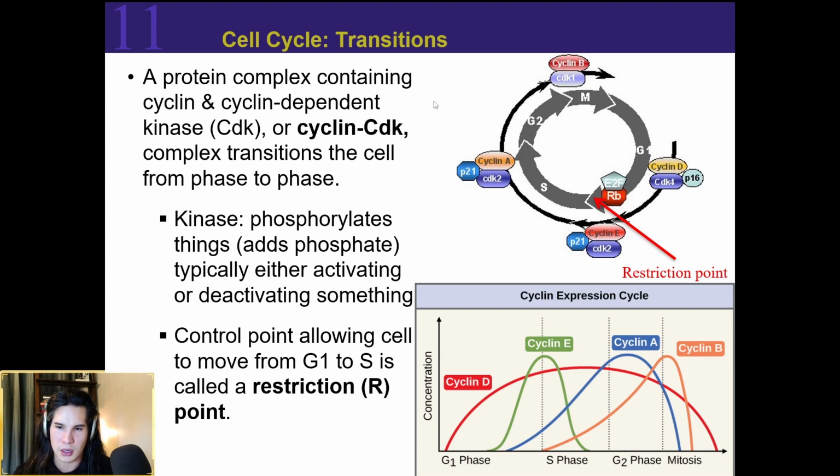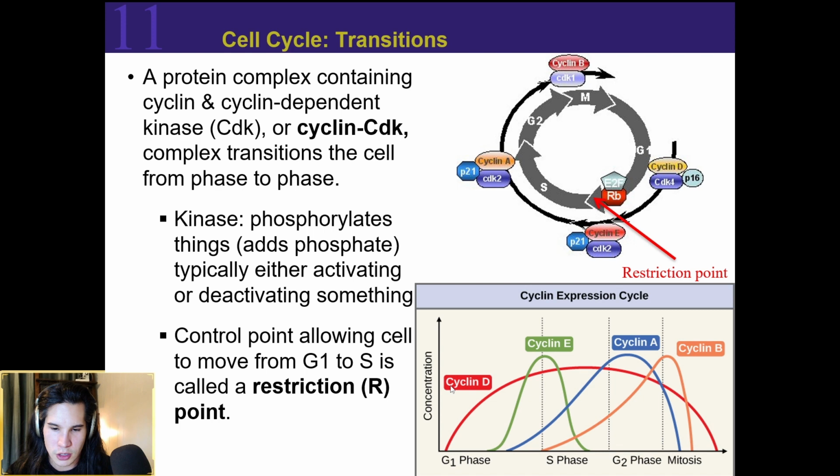All right, so speaking of moving from phase to phase, let's talk about how this happens mechanically. So a protein complex containing cyclin and cyclin-dependent kinase, or cyclin CDK, transitions the cell from phase to phase. All right, so cyclin is actually just going to be a type of protein.